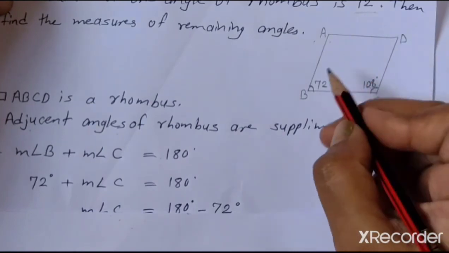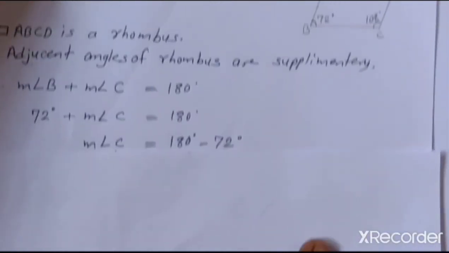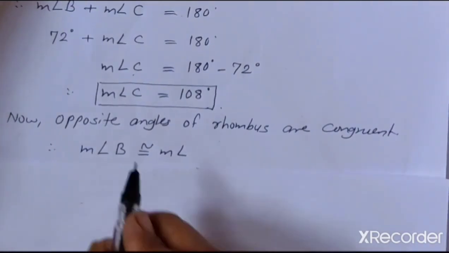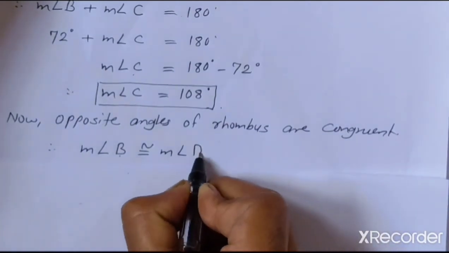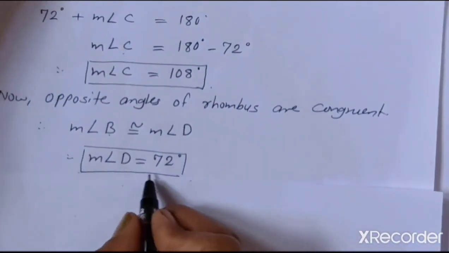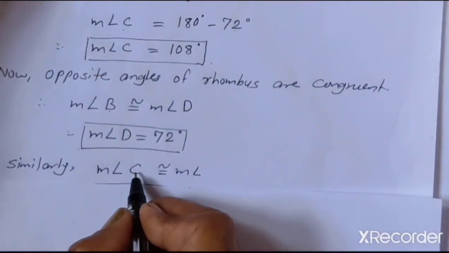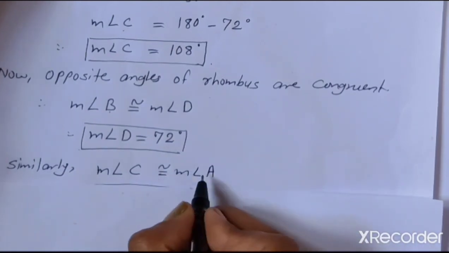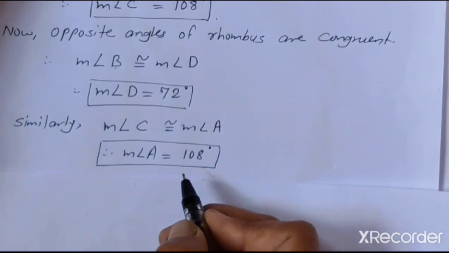Now next property, we know that opposite angles are congruent. So therefore from this figure, opposite angle of angle B is angle D. Therefore this measure of angle D is equal to 72 degree. Similarly, angle C is opposite to angle A. Therefore these both angles are congruent and this measure of angle A is equal to 108 degree.